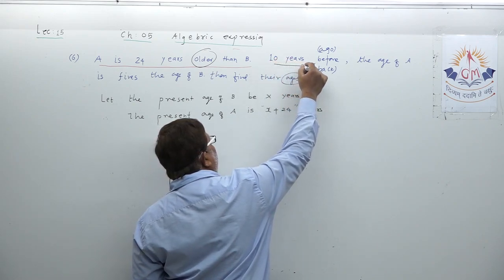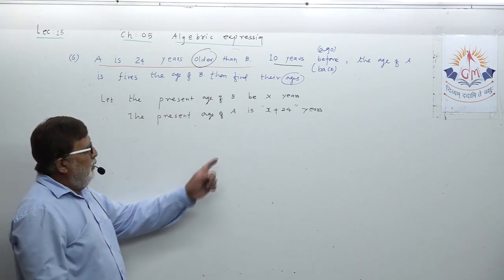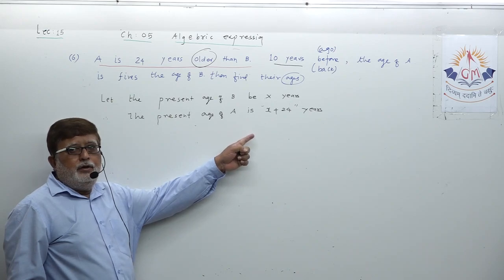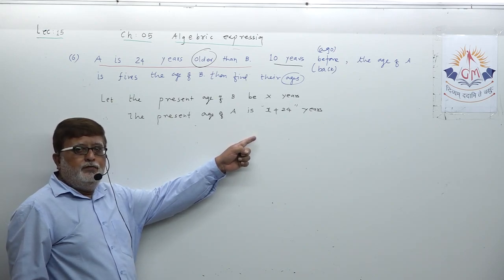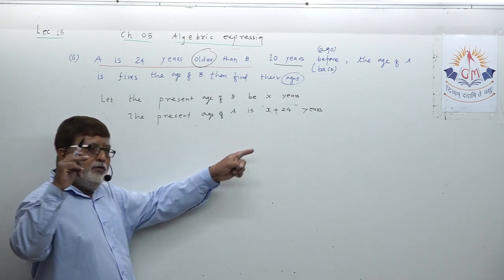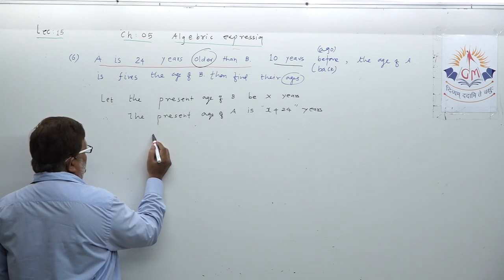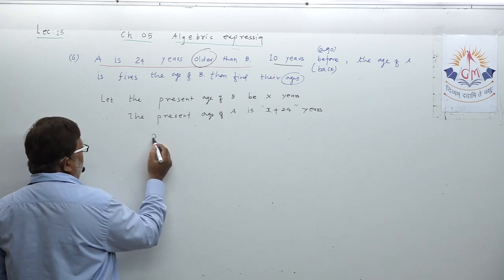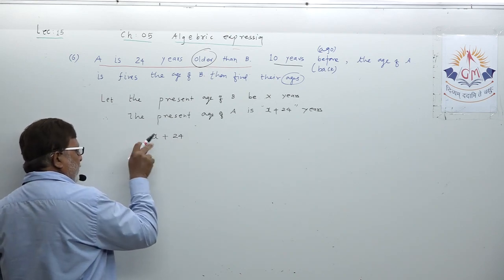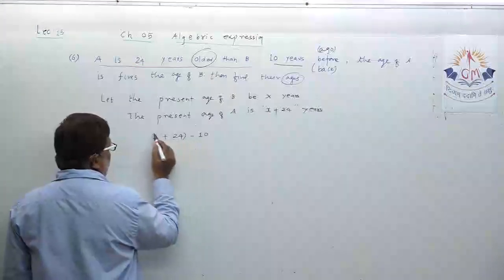10 years ago, the age of A. Just read that. What is the present age of A? x plus 24. 10 years before, we have to subtract 10 from this. So what I am writing, see dear student, I am writing the age of A, x plus 24. This is his present age. Before 10 means I have to do minus 10. Can you understand this?